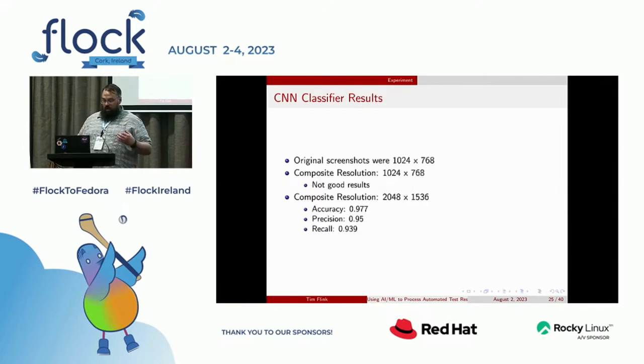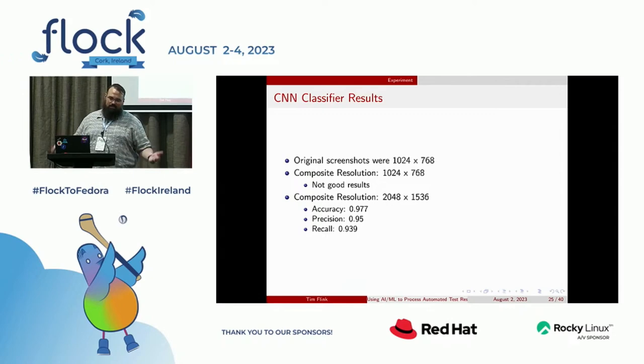So OpenQA is configured such that the screenshots are all 1024 by 768. When I did the first try, I took a composite screenshot and shrank it down to the same size of 1024 by 768. The results were so bad that I did not write them down. At that point, I was convinced this was not going to work.